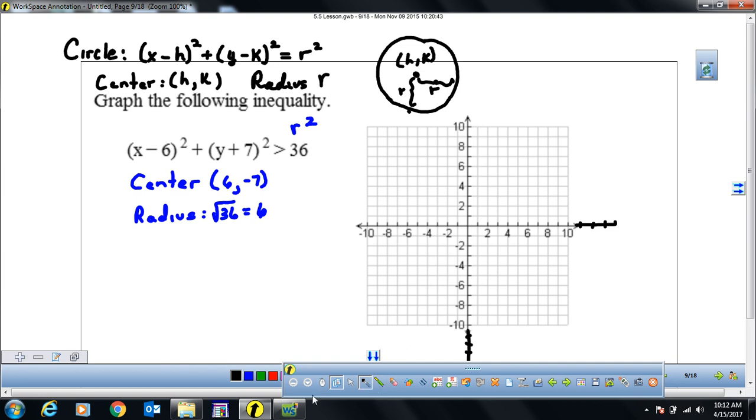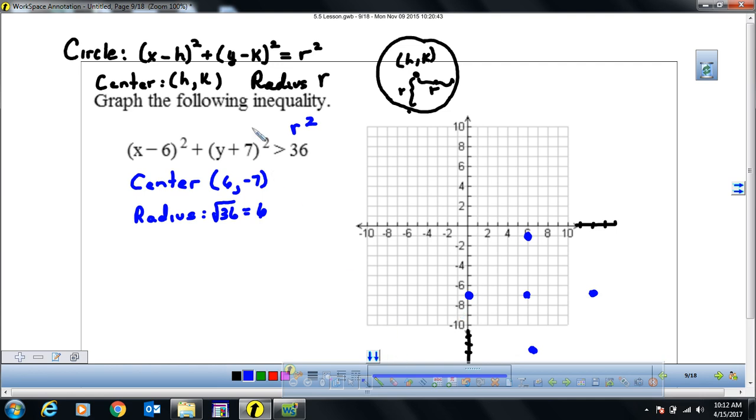Okay, so the circle has a center of 6 comma negative 7 right here, and it has a radius of 6. Radius of 6 means that from the center you're going to go 6 units to each side. From here you're going to go 6 units to the left. 1, 2, 3, 4, 5, 6. Here's 1 point on the circle. From the center you're going to go 6 units up, so it's 1, 2, 3, 4, 5, 6. From the center you're going to go 6 units to the right, 1, 2, 3, 4, 5, 6. And from the center you're going to go 6 units down, 1, 2, 3, 4, 5, and 6. And then you're going to connect these 4 dots on the outside with a circle.